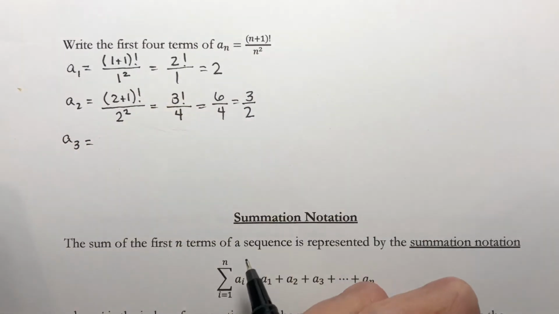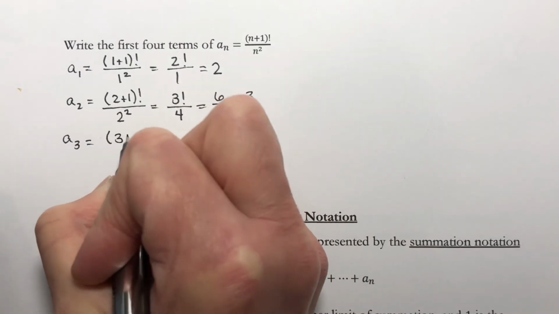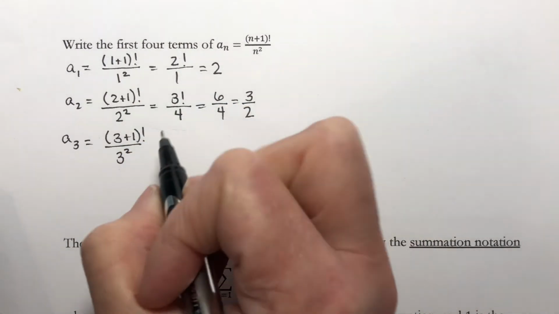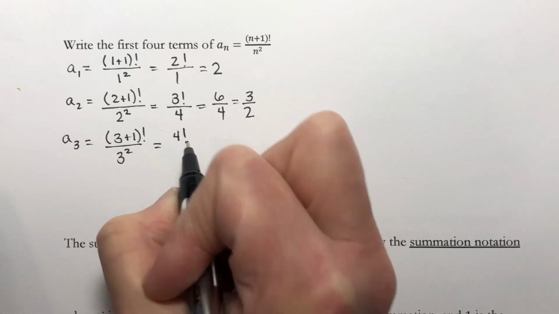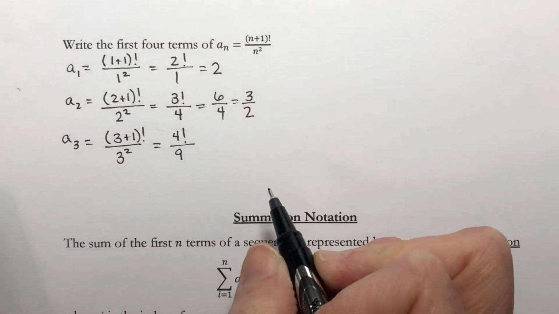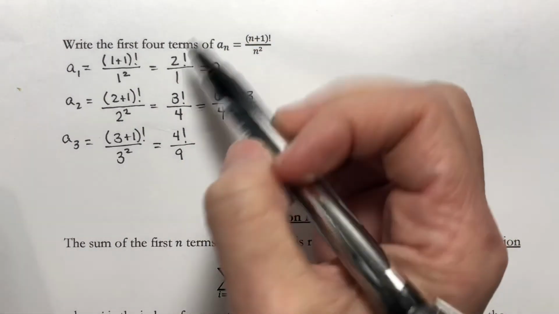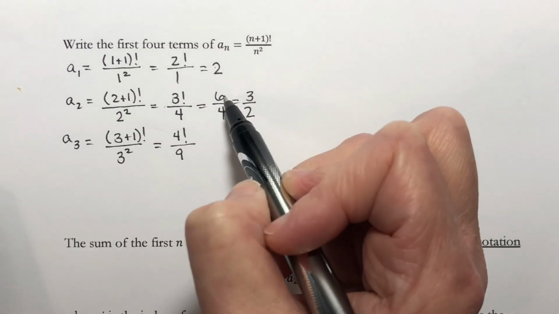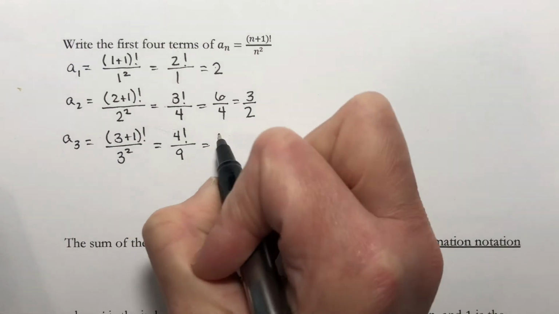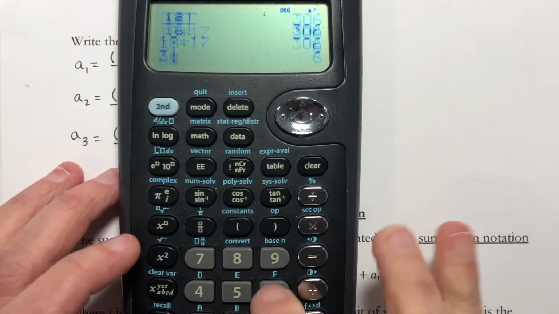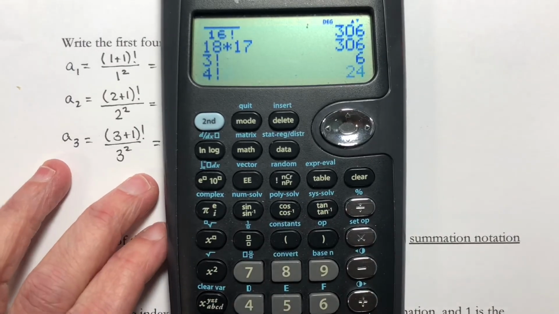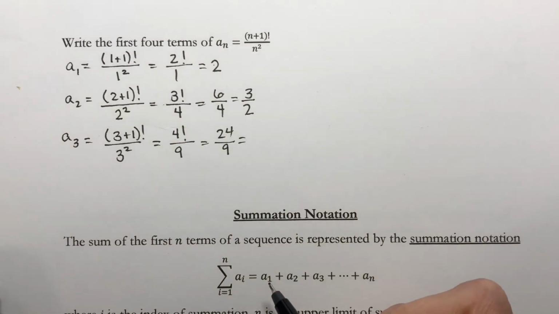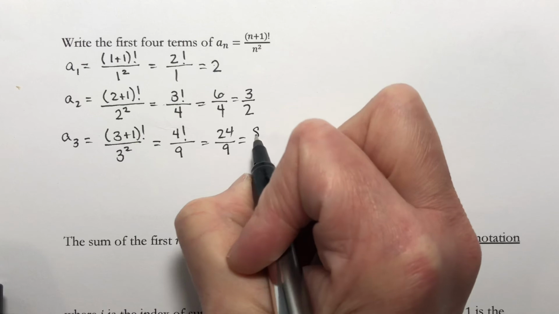a3 is going to be 3 plus 1 factorial over 3 squared. So this is 4 factorial over 9. Notice that 2 factorial was 2, and then we went up by 1, so now we multiply by 3, and I got the 6. 6 times 4 is 24, and you can check that. 4 factorial is 24. Over 9, 24 over 9, these are both divisible by 3, so you get 8 thirds.